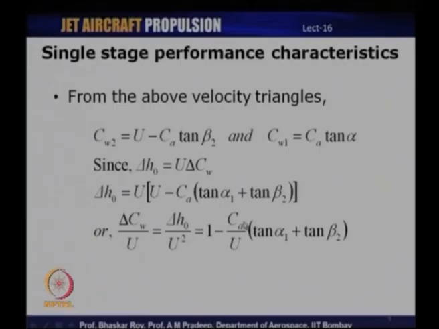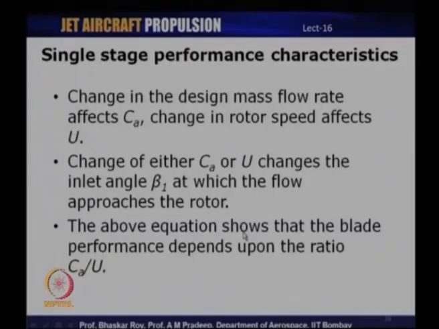One is the axial velocity and the blade speed, and of course, the angles, the inlet angle alpha 1 and the blade outlet angle. So, the specific work ratio or the blade loading has been expressed in terms of two distinct parameters. So, what this means is that if we were to change the design, mass flow rate is directly proportional to the axial velocity Ca, and so if we change design mass flow rate or the blade speed, either of them is going to affect the loading characteristics, because delta Cw by U is equal to 1 minus Ca by U into tan alpha 1 plus tan beta 2.